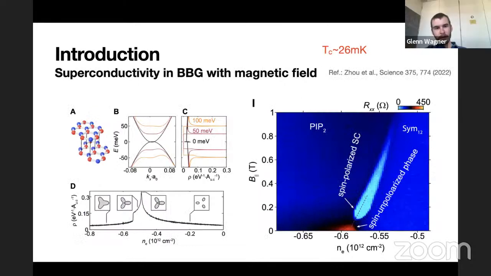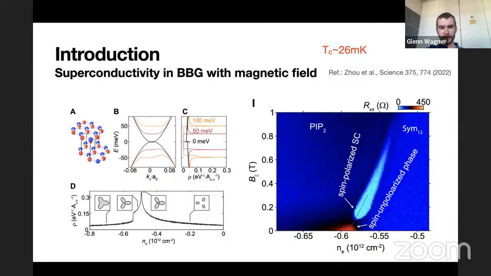Good. So then the next experiments that were done were on these Bernal bilayers. And once again, they could get superconductivity. Again, you see the band structures becoming gapped and flatter as you increase the displacement field. But the interesting thing here is that they only see superconductivity when they apply a magnetic field, which is somewhat surprising. Usually what happens is you destroy superconductivity by applying a magnetic field. Here, it's the opposite that's happening. And this is something that we're going to try to understand in this talk.